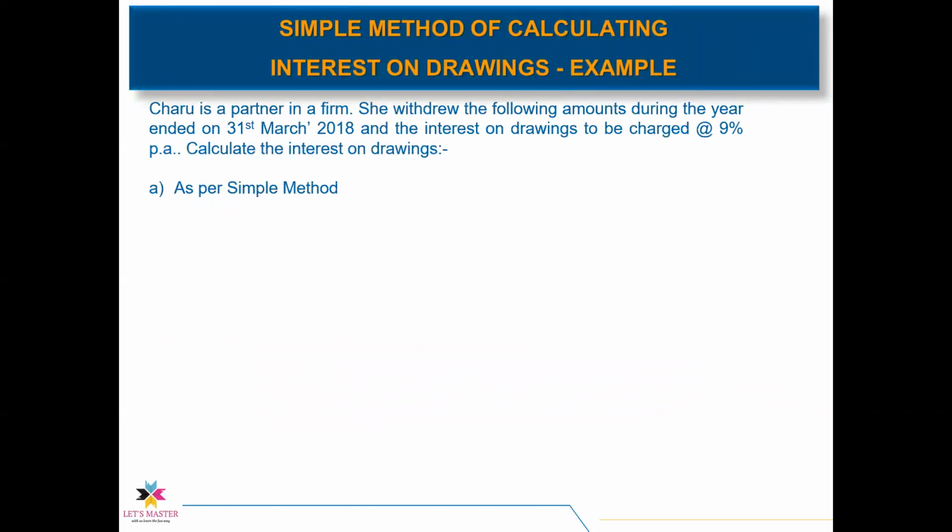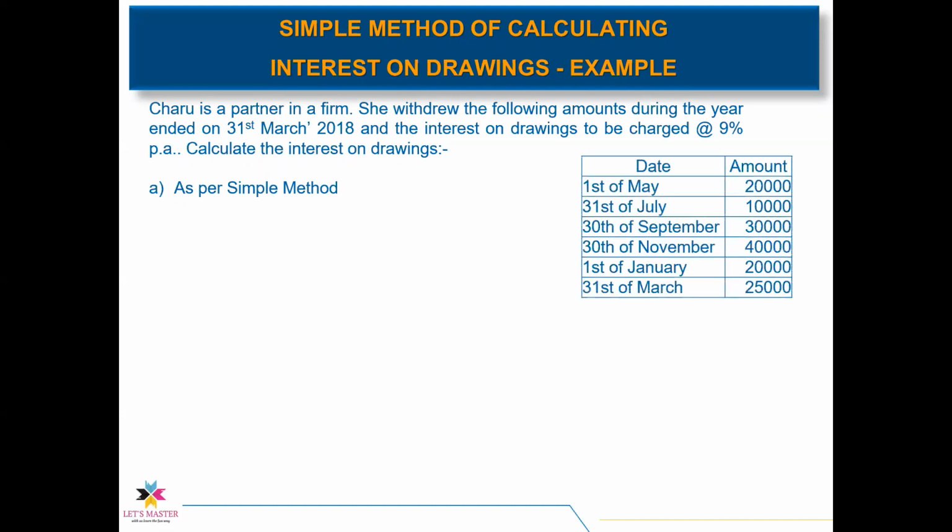Let's look at an example. Charu is a partner in a firm. She withdrew the following amounts during the year ended on 31st March 2018, and the interest on drawings is to be charged at the rate of 9% per annum. Calculate the interest on drawings. And for calculating the interest, we will use the simple method. So these are the amounts that are withdrawn by Charu on different dates during the accounting period, and the amount is also given.